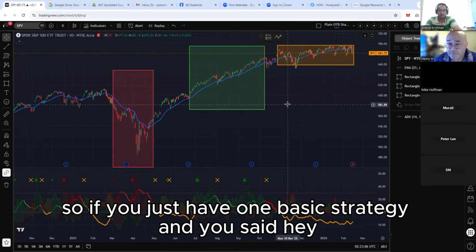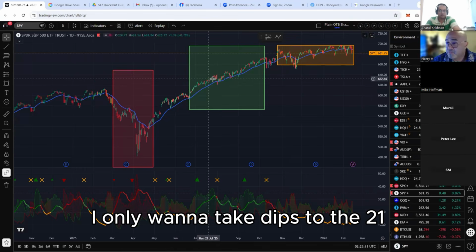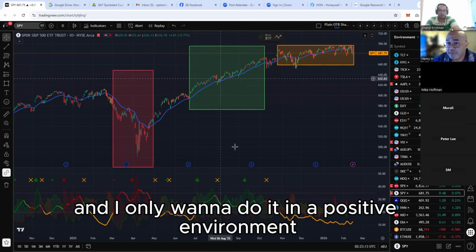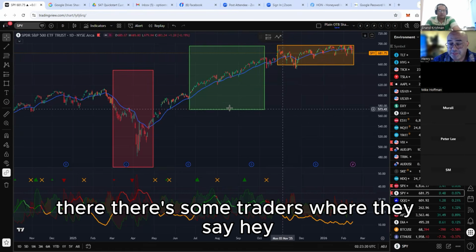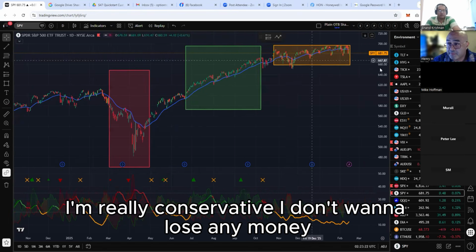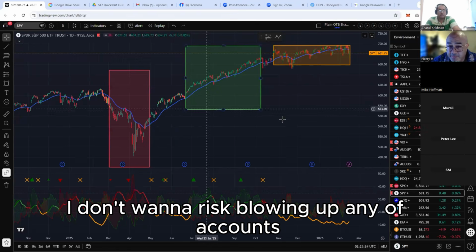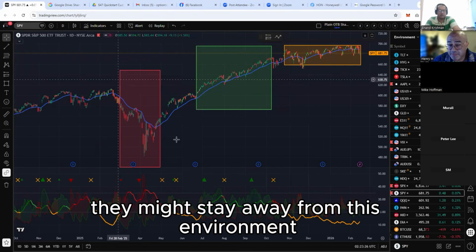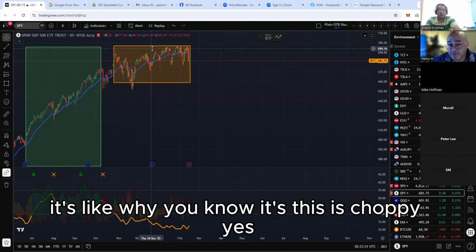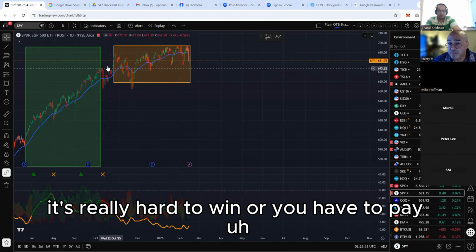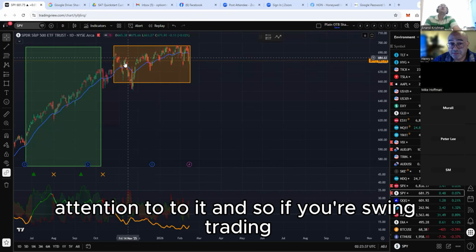So if you just had one basic strategy and you said, "Hey, I only want to take dips to the 21 and I only want to do it in a positive environment," that's fine, that's good. There are some traders who say, "Hey, I'm really conservative. I don't want to lose any money. I don't want to risk blowing up any of my accounts." They might stay away from this environment. It's like, why? This is choppy. It's really hard to win here, or you have to pay attention to it.